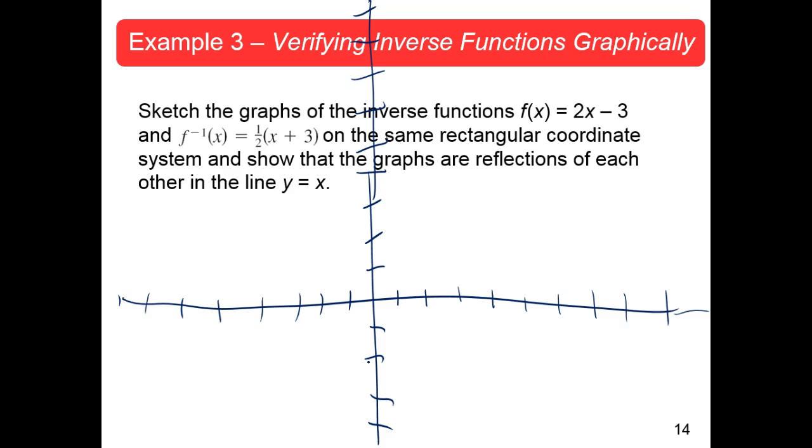Hint, the only exponent you see for the variable is 1. What kind of function is that? Linear. It makes a straight line. Okay? What is that form often called?